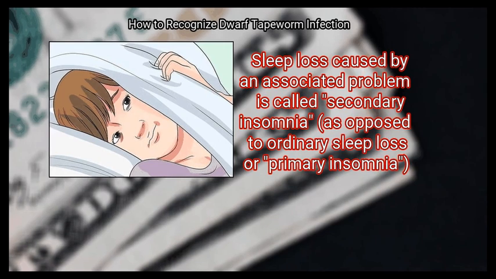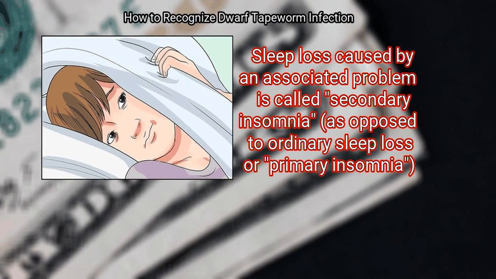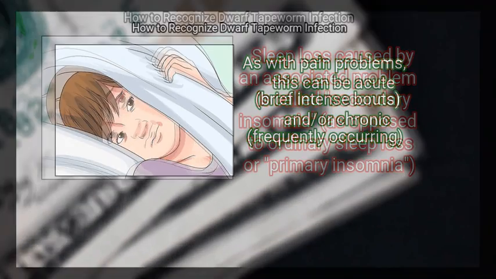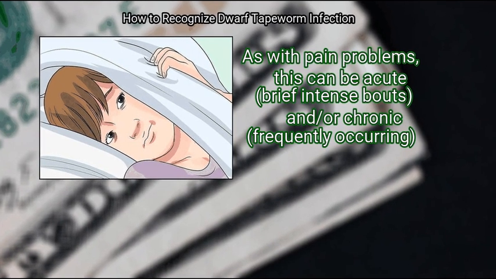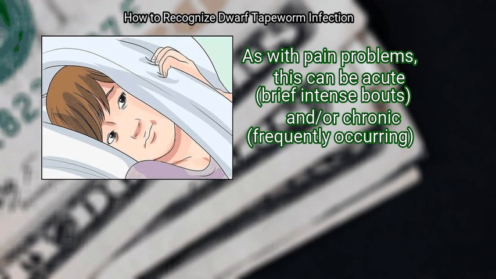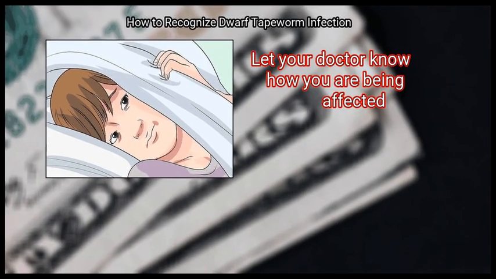Sleep loss caused by an associated problem is called secondary insomnia, as opposed to ordinary sleep loss or primary insomnia. As with pain problems, this can be acute, brief intense bouts, and/or chronic, frequently occurring. Let your doctor know how you are being affected.